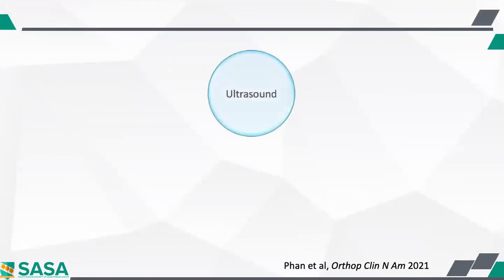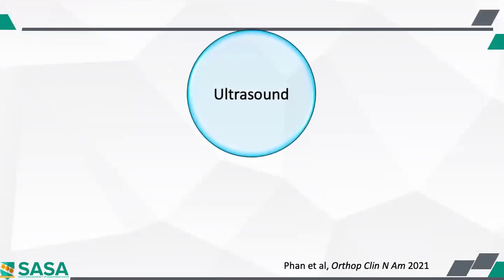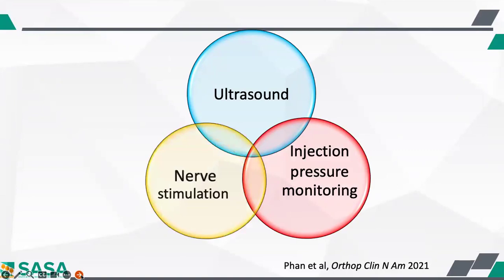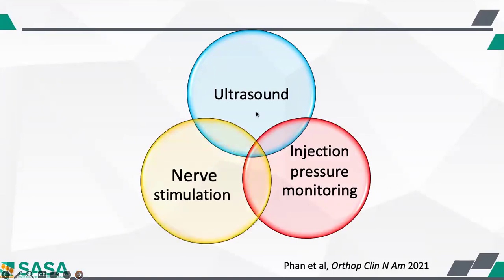How else can we reduce peripheral nerve block complications? Use of ultrasound, combining ultrasound with injection pressure monitoring, and also the use of nerve stimulators. No one modality will completely reduce complications. However, there is a sweet spot where all three intersect, where you can markedly reduce the incidence of peripheral nerve block associated complications.